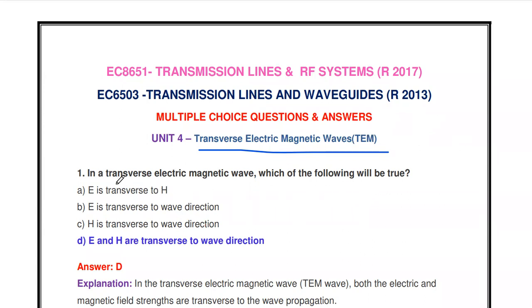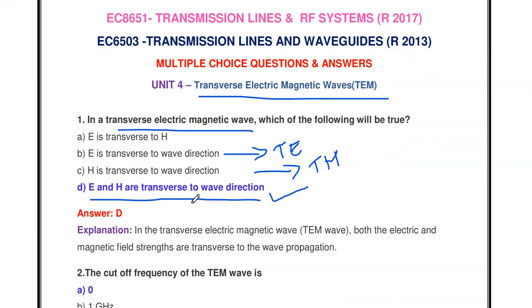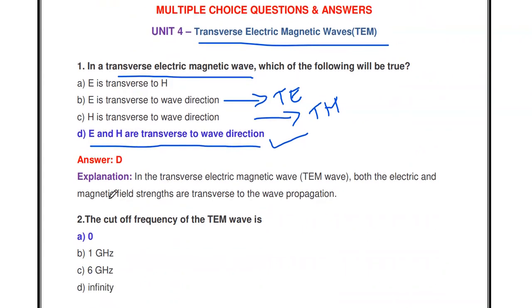The first question: in a transverse electric and magnetic wave, which of the following will be true? Transverse electric, TE, means the electric field E is transverse to the wave direction. If H is transverse to the wave direction, this is called TM. But a transverse electric and magnetic wave means both the electric field and the magnetic field are transverse to the wave direction. So this is the correct answer. For a TEM wave, both electric and magnetic field strength are transverse to the wave direction.